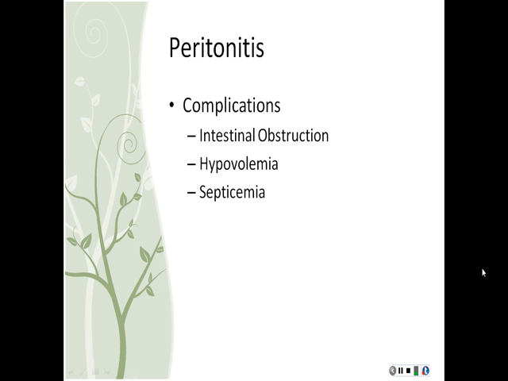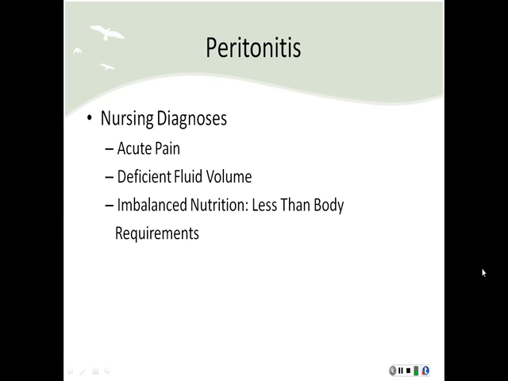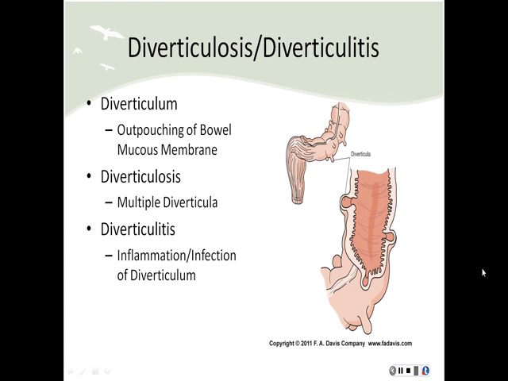Complications include intestinal obstruction, hypovolemia caused by fluid shifts into the abdomen, and sepsis from the bacteria entering the bloodstream. Septicemia may lead to septic shock and death. There's also a risk for wound dehiscence and evisceration, which is actually a risk for all patients when they've had abdominal surgeries. Nursing diagnoses include acute pain, deficient fluid volume, and imbalanced nutrition less than body requirements.